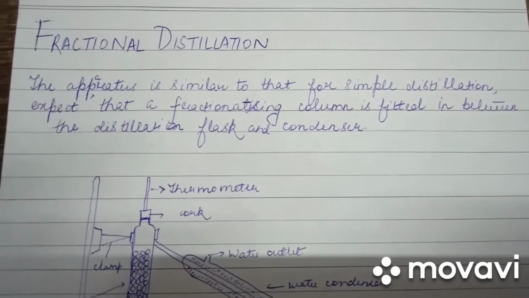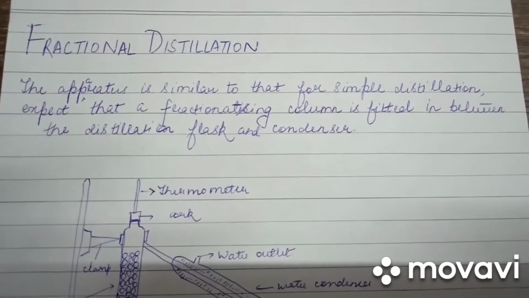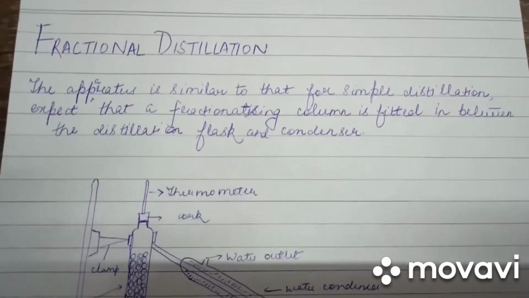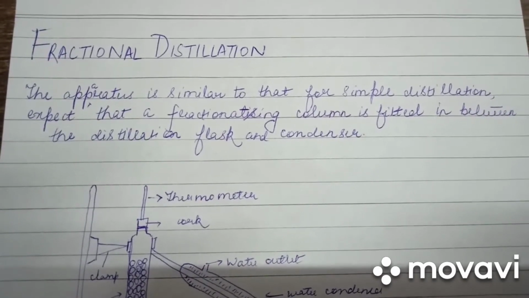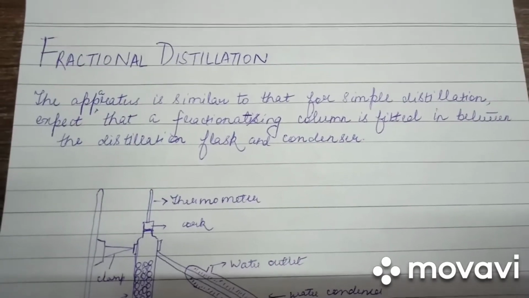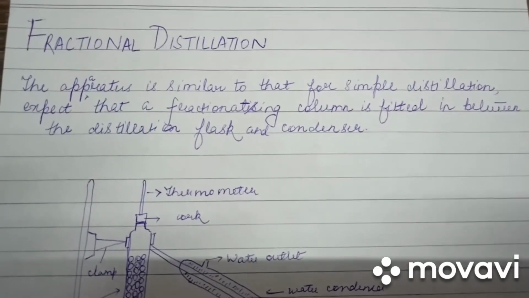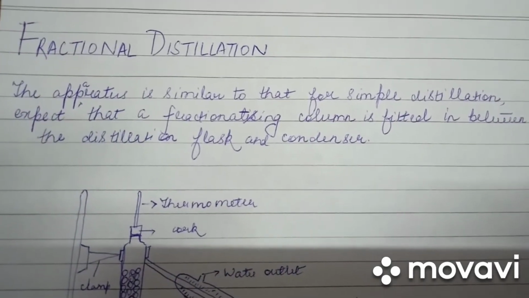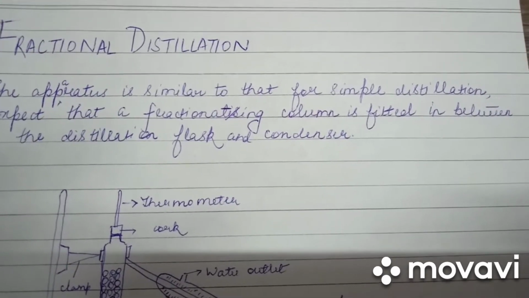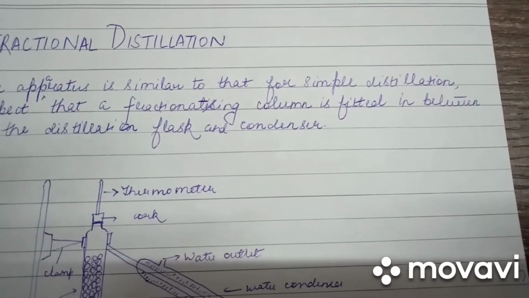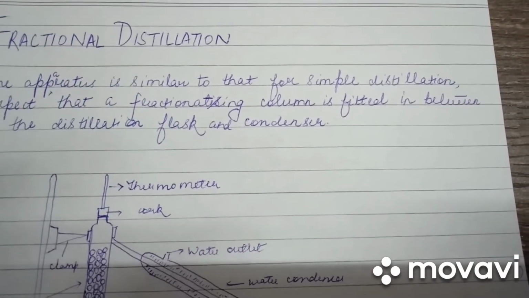In our previous video, we discussed distillation in detail. Let us now discuss what is fractional distillation and what is the difference in apparatus of distillation and fractional distillation. The apparatus is similar to that for distillation except that a fractionating column is fitted in between the distillation flask and the condenser.